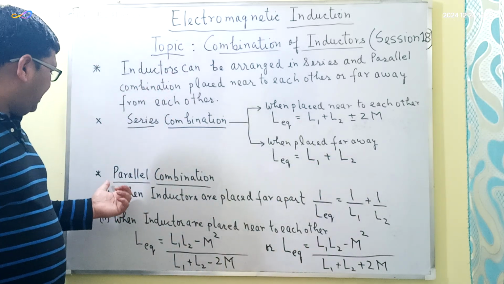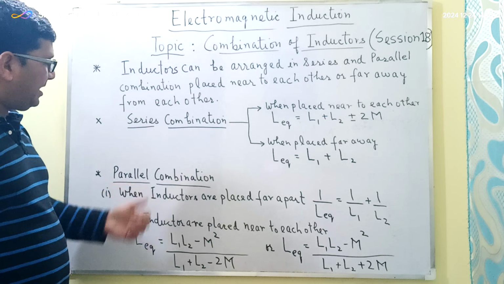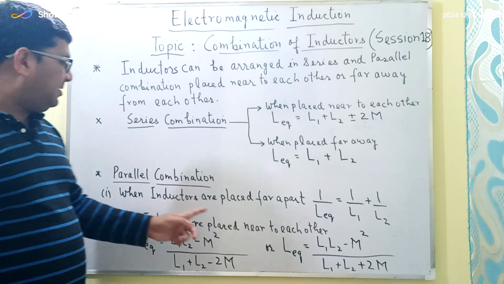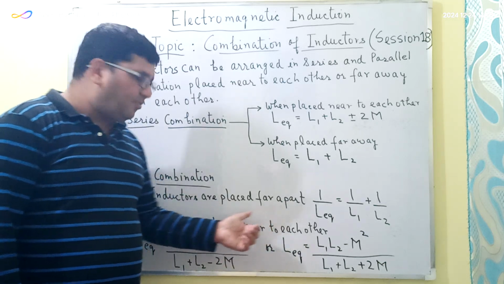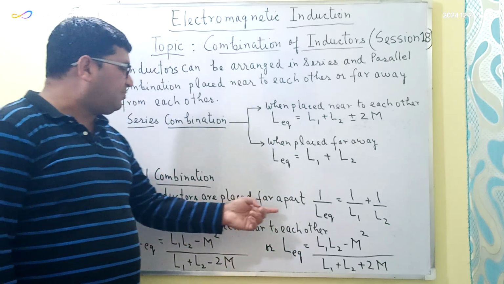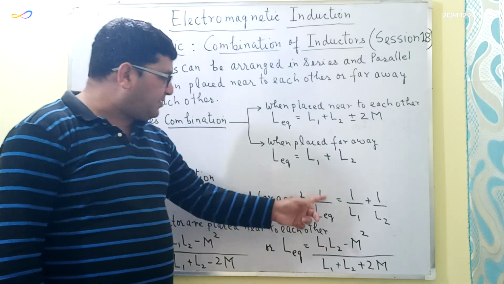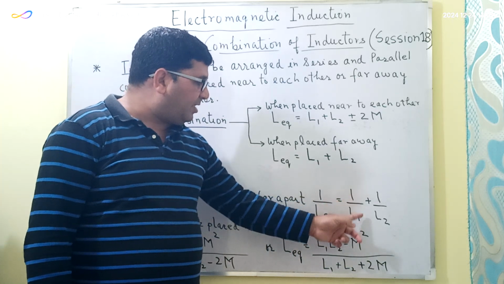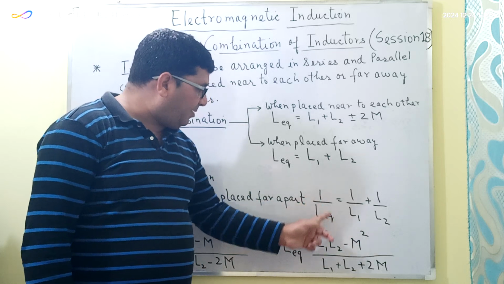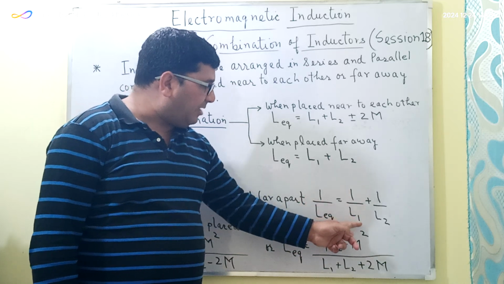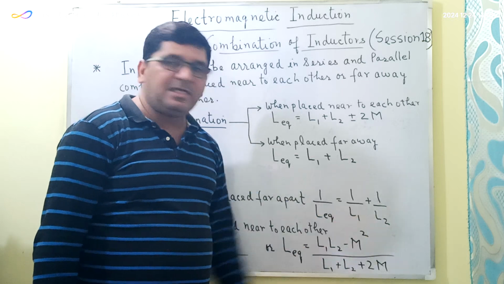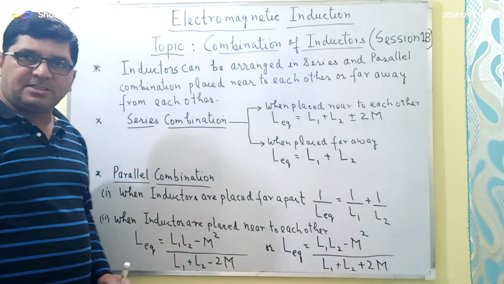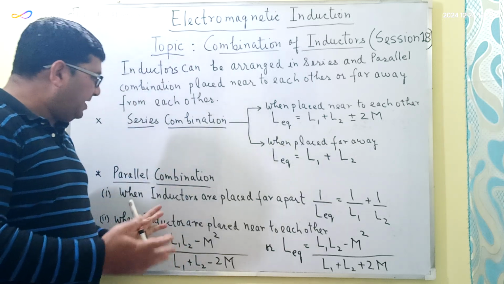Now let's come to the third point, the parallel combination. In the case of the parallel combination, there will be two arrangements. The first arrangement is when the inductors are placed far apart. Then 1 upon L equivalent is equal to 1 upon L1 plus 1 upon L2, where L1 and L2 are the self-inductances of the two coils. This formula is for two inductors connected in parallel and placed far apart.